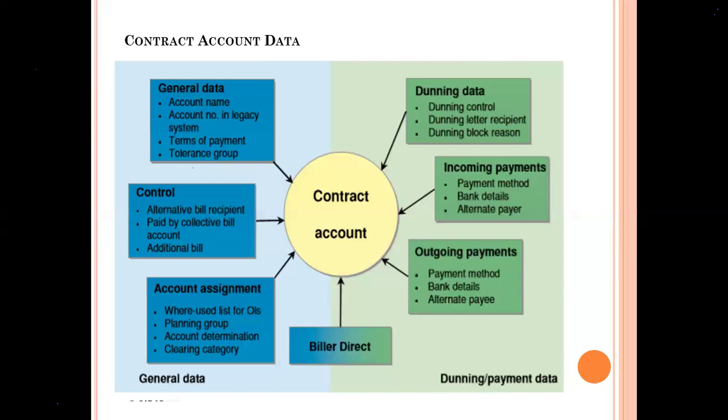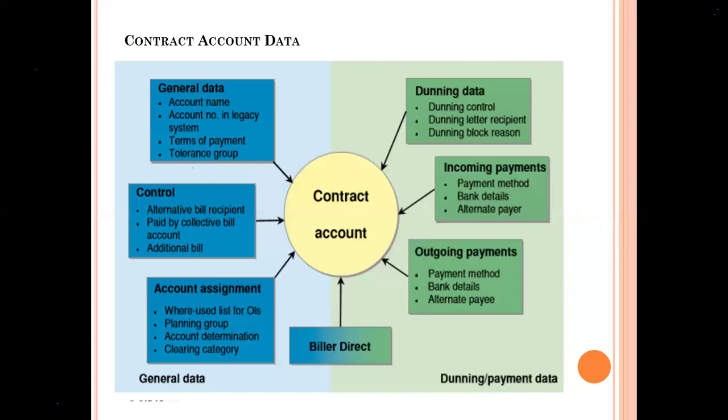Planning groups are always there. They help the contract account: if somebody is not able to pay, then we provide some kind of plan to distribute their load into different months. So those planning groups are also there, along with the company code and all those details.